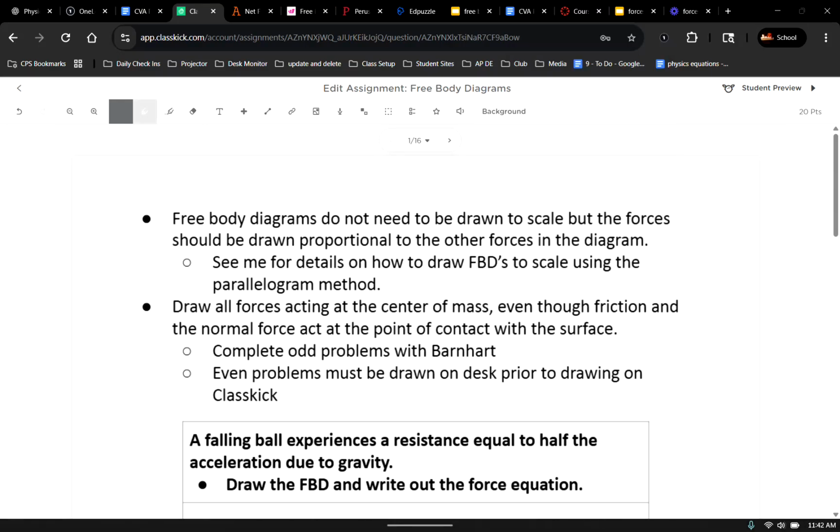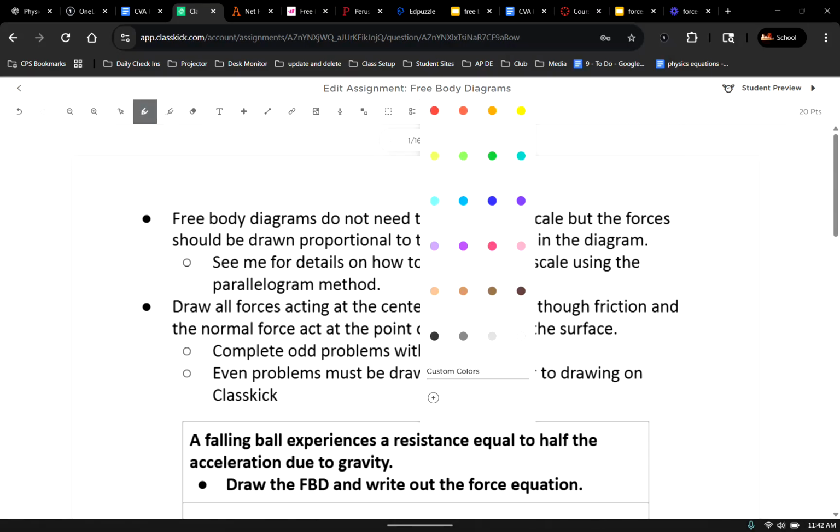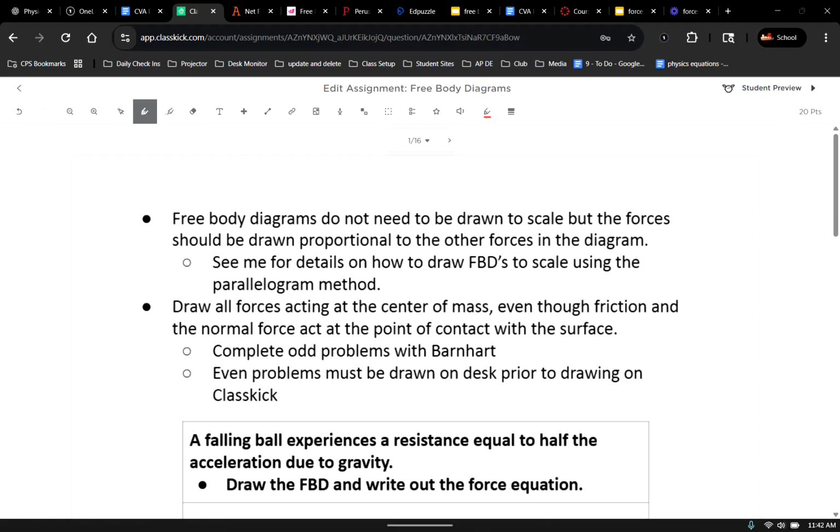All right, guys, we're gonna do some stuff on what are called free body diagrams. You don't have to draw them to scale, but they should be proportional, and I'll show you how to do that, so you don't have to pull out a ruler. You'll see some stuff online where you could pull out a ruler and do it to scale, but for what we need it for, we're just using these as a representation of forces to give us an idea on how to set up the equation. And then I will show you the proportional way as we go through these.